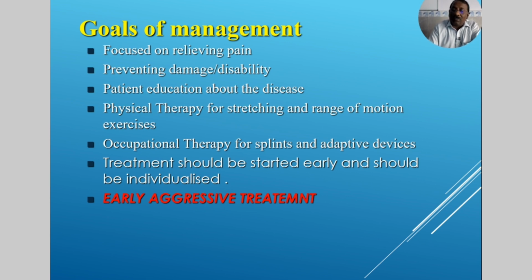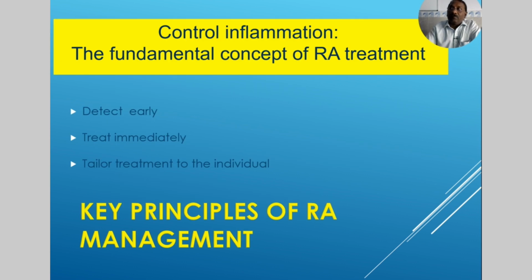As I told you in the last class, in rheumatoid arthritis individuals the chances of ischemic heart disease, arrhythmias, liver failure, CKD and ILD are all very high, because it's a systemic disease and you also have a lot of extra-articular manifestations of rheumatoid arthritis. So control the inflammation. That is the fundamental concept of rheumatoid arthritis treatment.